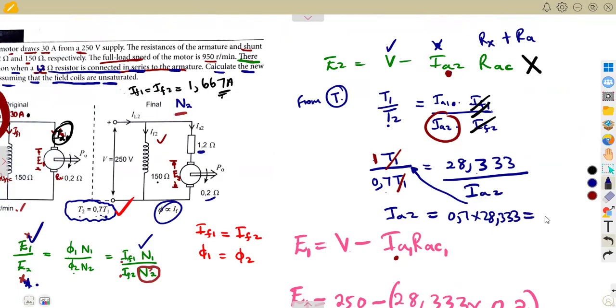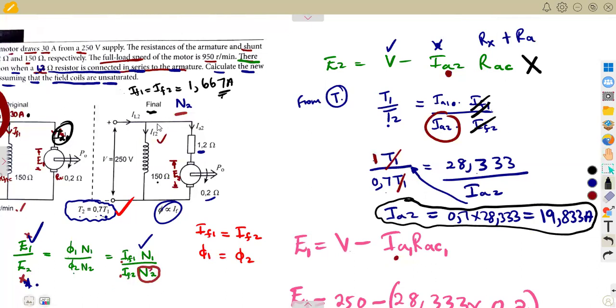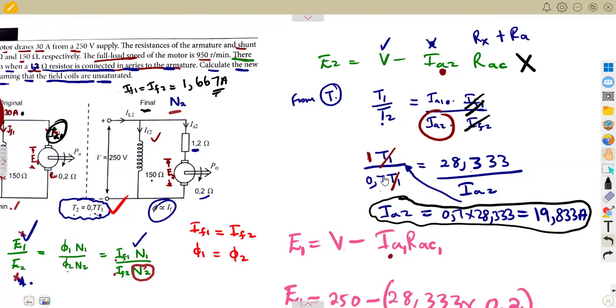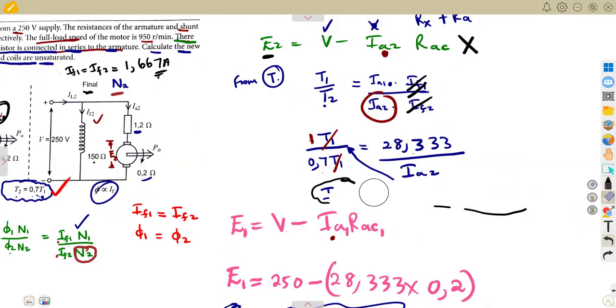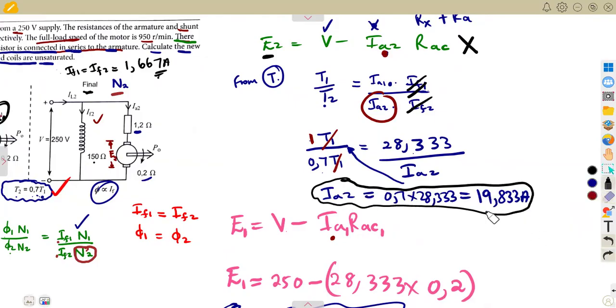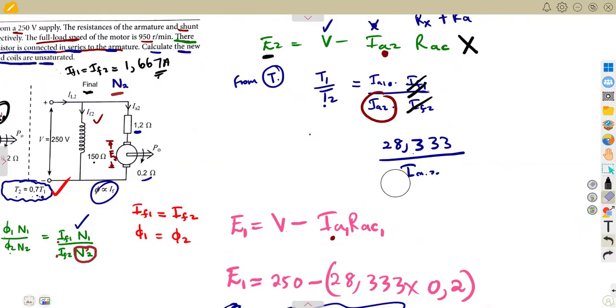28.333 like that. That was going to give us 19.833 amps as your armature current for the final condition. Why are we in need of the armature current? It is because we need the generated EMF. So just allow me to remove this again. So we're going to take this. Remember, don't forget this answer: 19.833 for the armature current of the second circuit.